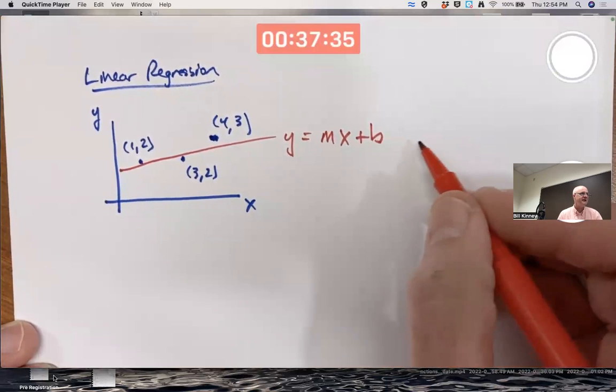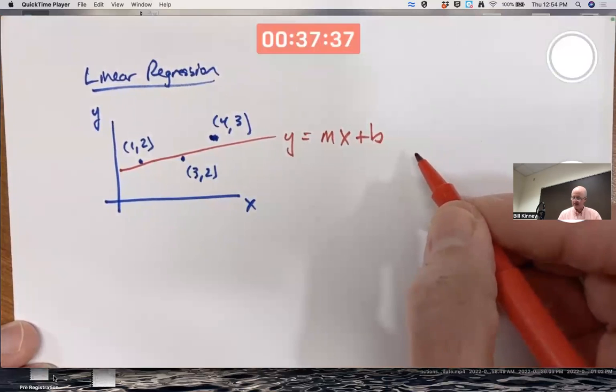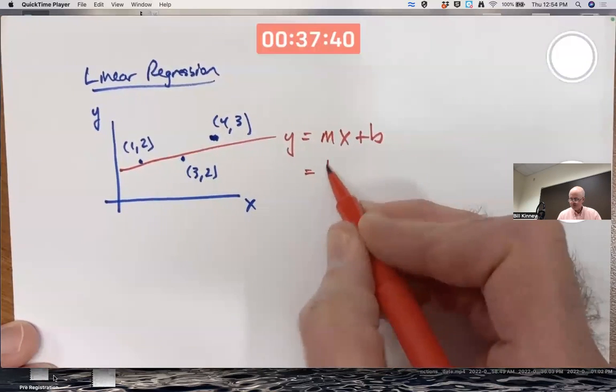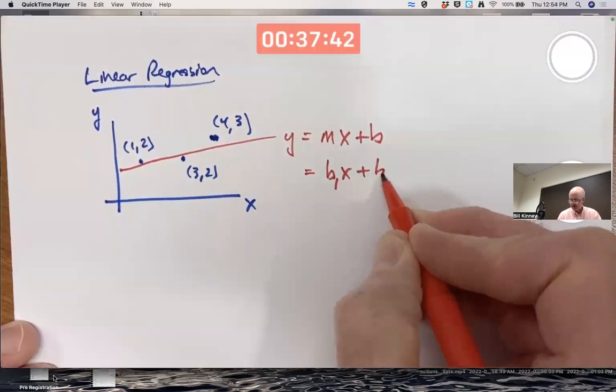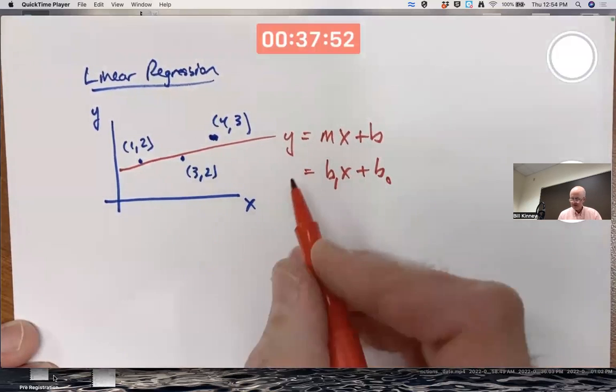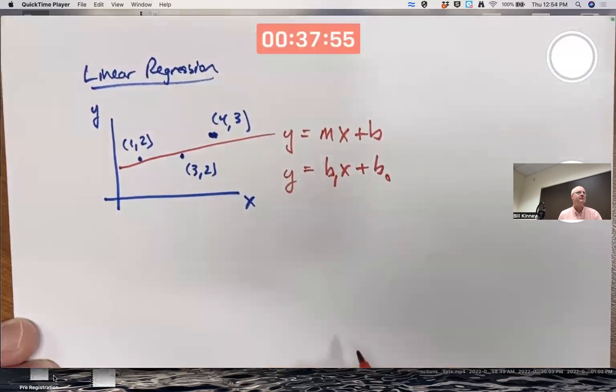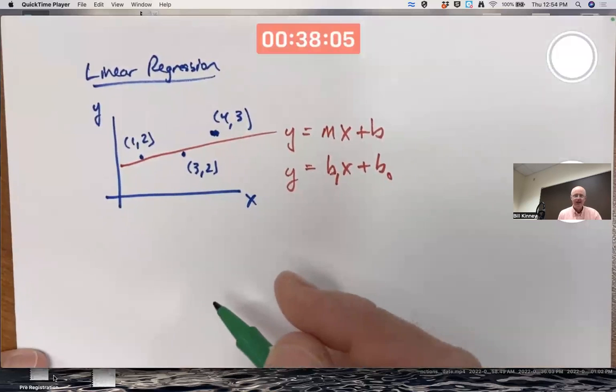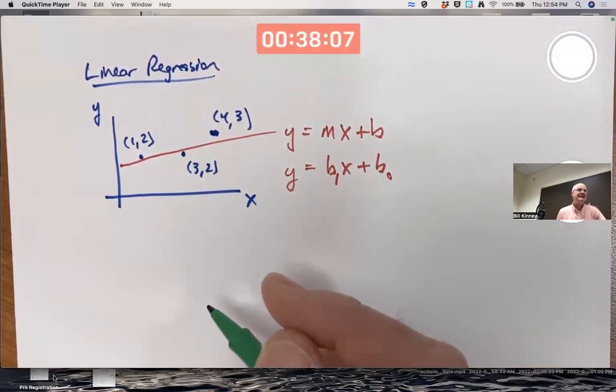Of course, m and b are used in calculus classes. In statistics, we use different letters. We use b1 for the slope and b0 for the intercept. So the question is, what are b1 and b0? That begs the question, how do you decide in a scientific kind of way? And here's what people do. They minimize something. They minimize the sum of the squared residuals.